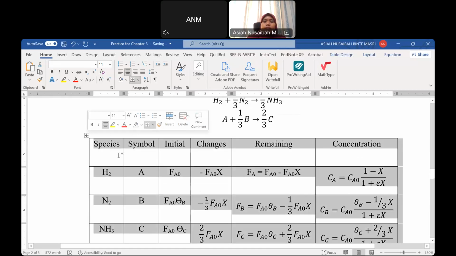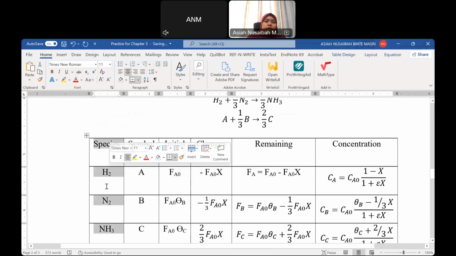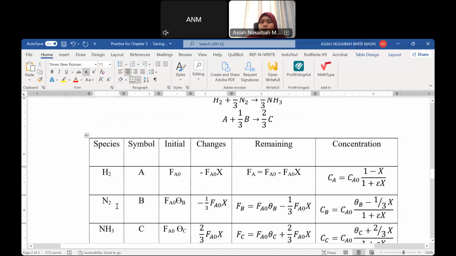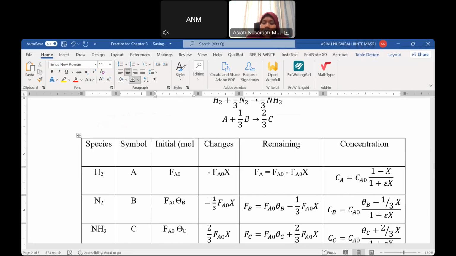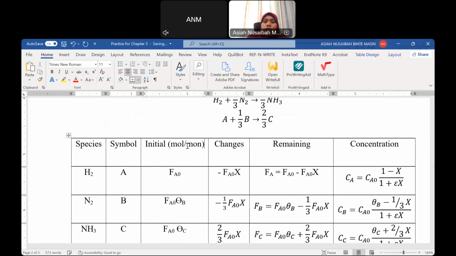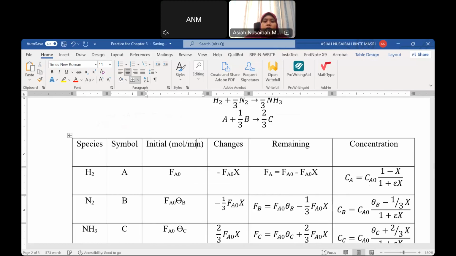Ensure that you know it's a gas phase. We prepare the species. We have hydrogen as the limiting reactant, so it should be first. Then nitrogen, and then the product, which is ammonia. Put in the symbols A, B, C, and put in the initial values. Now we don't put any value yet. We just copy all the information that should be there in the stoichiometric table. Initially for A, there should be how many moles per minute, the flow rate. So that will be FA naught, in moles per minute. How about B?